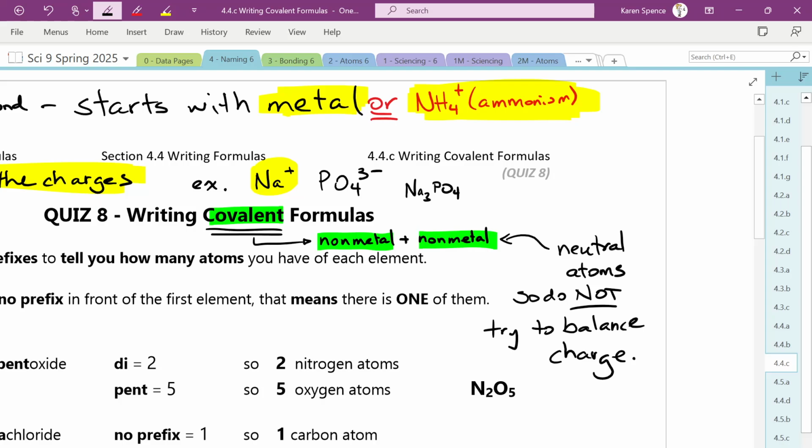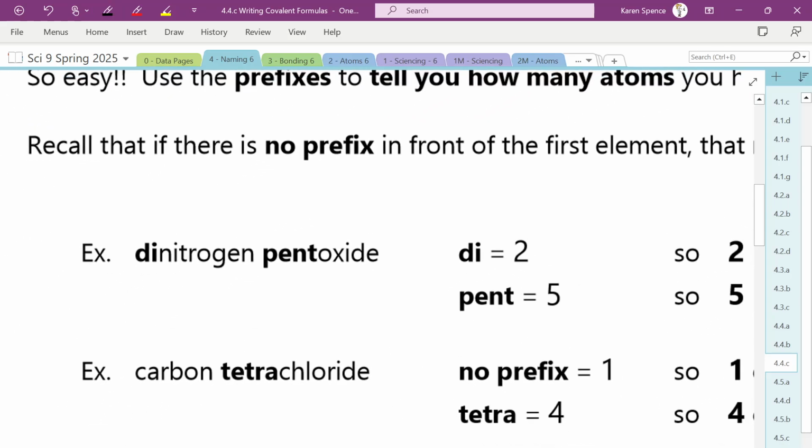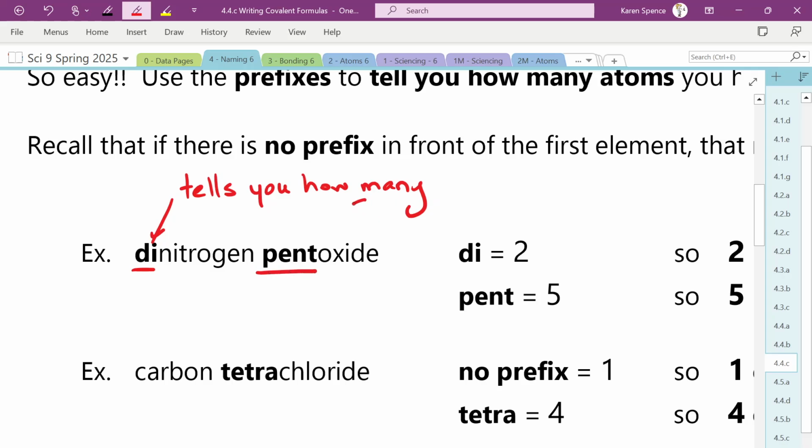Because literally, the prefixes tell you how many. So if we have dinitrogen, how many nitrogens do we have? We have 2. If we have pentoxide, how many oxygens do we have? Pent is 5. So as long as you know your prefixes, you'll be good to go on this.